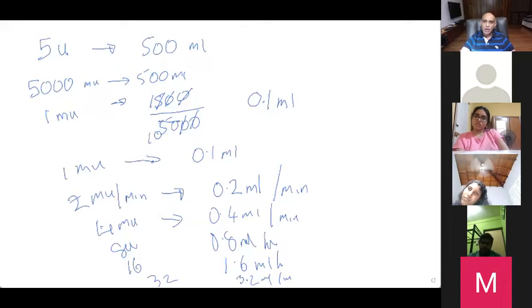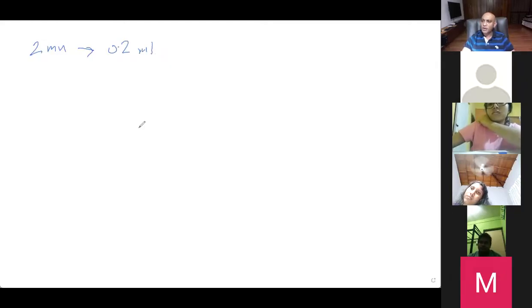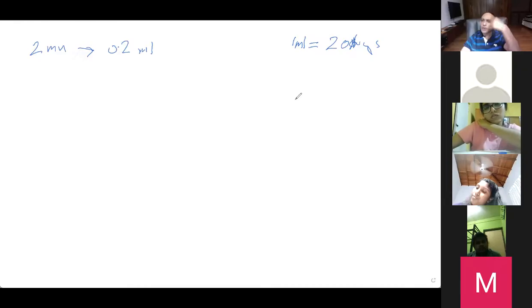Now let's look at our commonest scenario. We know that 2 milliunits of oxytocin is in 0.2 ml of the solution which we make, 5 units in 500 ml of normal saline. Now, in the drip set we use, if you look at the drip set cover, you will find that 1 ml is equal to 20 drops. Which means when 20 drops go in, 1 milliliter has gone. Is that clear?